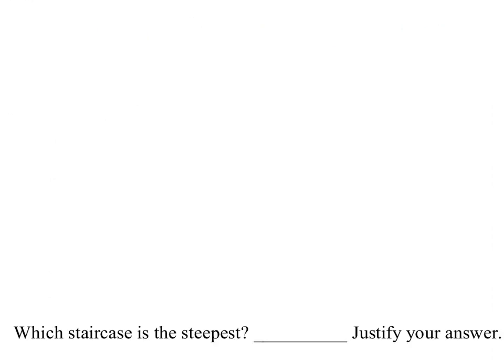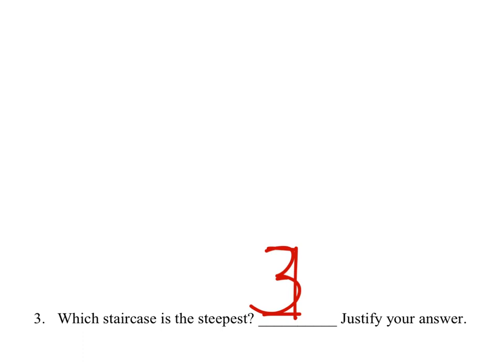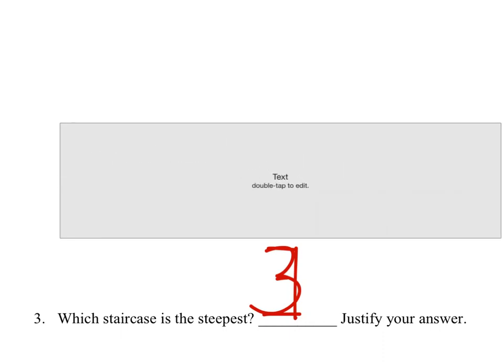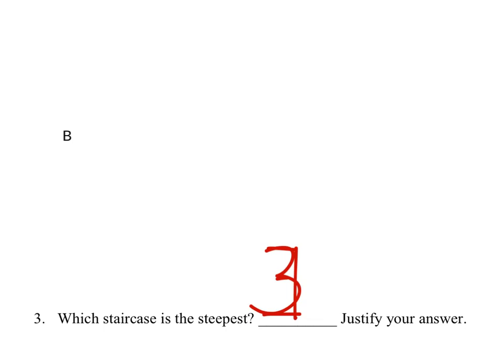All right, which staircase is the steepest? Well, we already discovered it was staircase 3. What's that? It's a 3, right? It was like one of those you see on scoreboards. All right, let us justify. Pretend that you wrote in invisible ink. Okay, so why is it the steepest? We already went over that, right? Because the rise is biggest in comparison of the rise to the run.